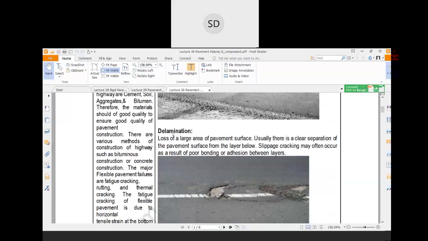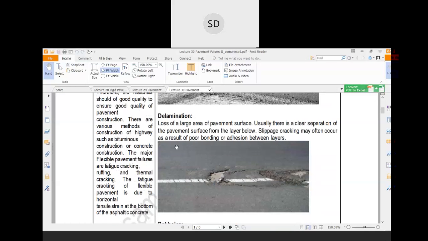Then another type of failure is called delamination. This is because of the loss of a large area of pavement surface. See, a large area of the pavement surface is lost. This is called delamination. Usually there is a clear separation of the pavement surface from the layer below. Slippage cracking may often occur as a result of poor bonding or adhesion between layers. Therefore, tack coat and prime coat are generally used between the adjacent layers so that the bond between different layers could be strong.